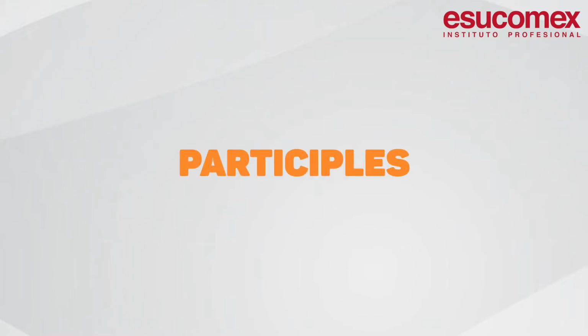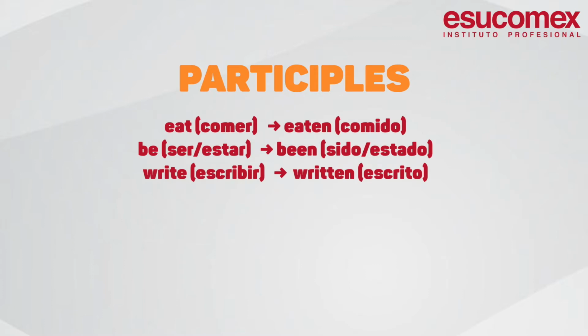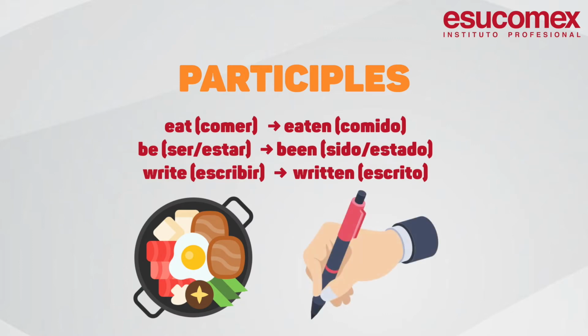An important element in sentences in present perfect are participles, which are a form of a verb. In Spanish, we have participles. For example, the participle of the verb amar is amado, or the participle of the verb enviar is enviado. On the slide on the left, we can see the verbs eat, be, and write. And on the right, we can see their corresponding participles: eaten, been, and written.